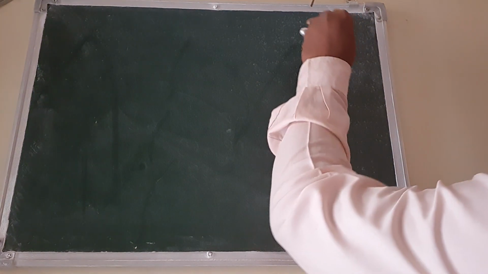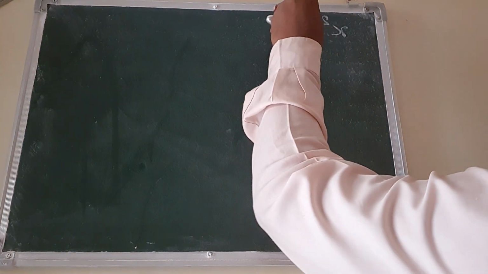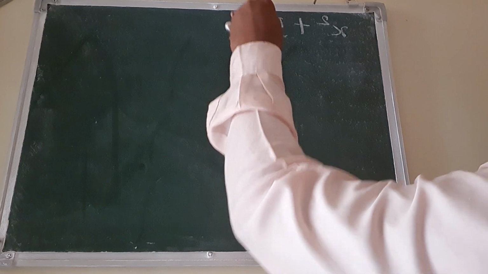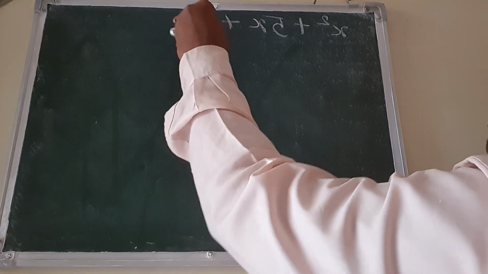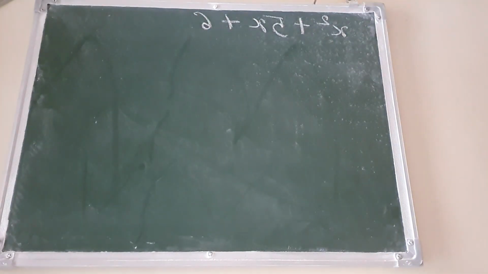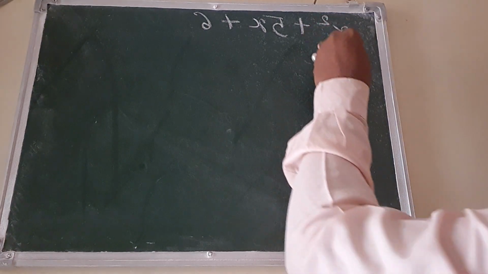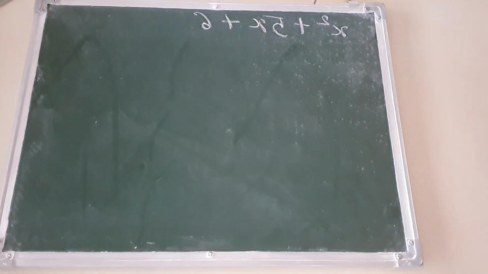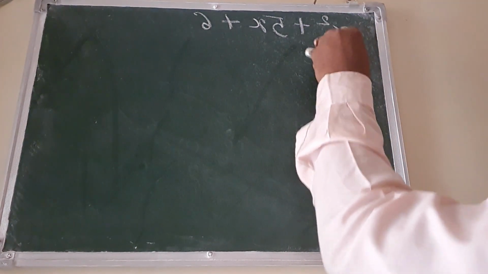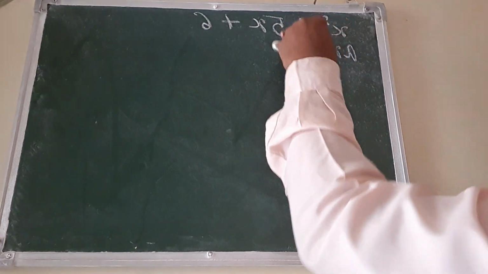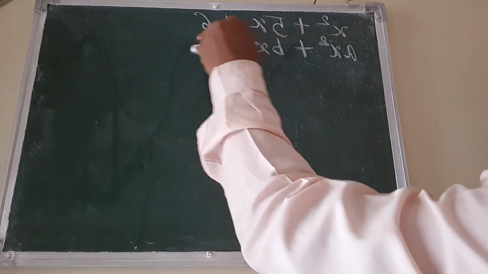Here x square plus 5x plus 6. This is our question. You can see it on the board. So now we are proceeding with the solution. Here we are comparing it with the standard equation of ax square plus bx plus c.